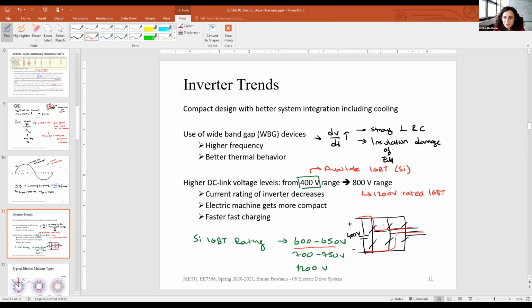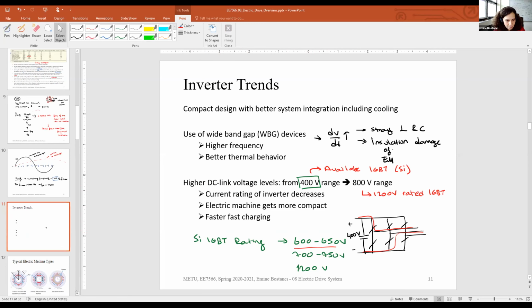And in this case, for example, the GaN transistors are not available in the 1200 volt range. So it means that this 800 volt cannot be realized with GaN for now, but maybe in future it will change. So higher DC link voltages, lower currents, which is good. And it is also good for the faster charging. So these are the trends in the inverter technology.